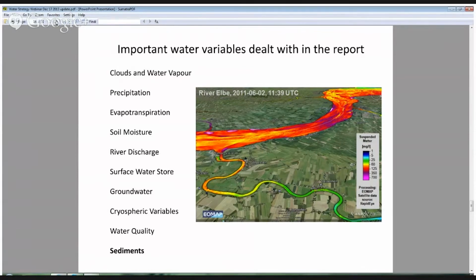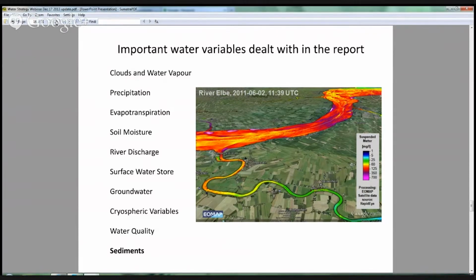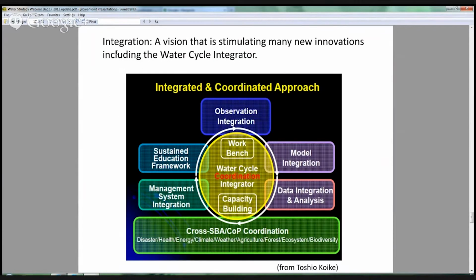So there are lots of new capabilities which are there, and over the next decade it's a question of how we bring these together in a concerted way to answer the questions that water users have. Part of this relies on interoperability, part of it relies on integration, and this is a vision that may stimulate new innovations related to integration. It's developed by Professor Koike at the University of Tokyo.